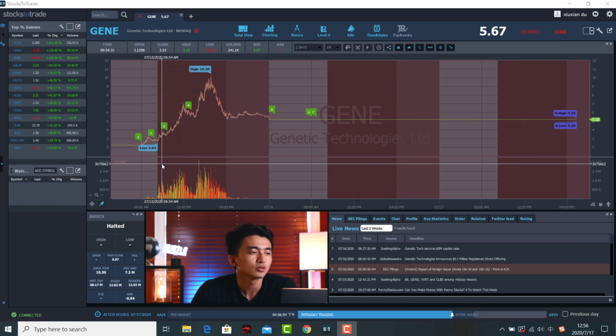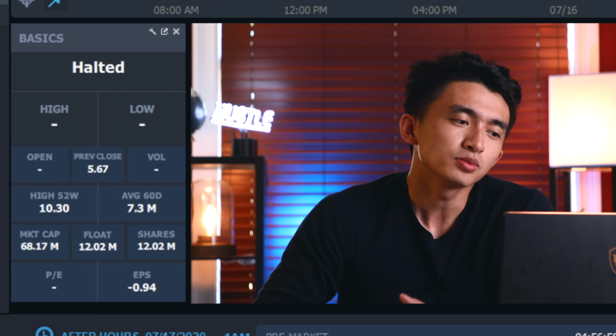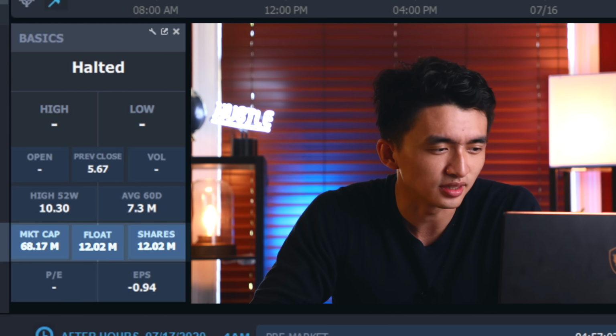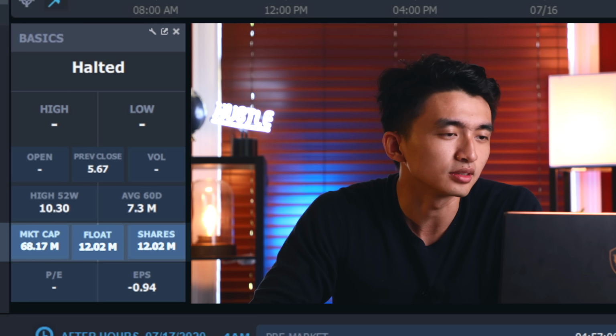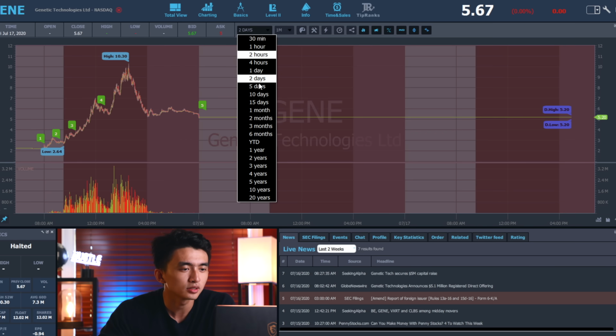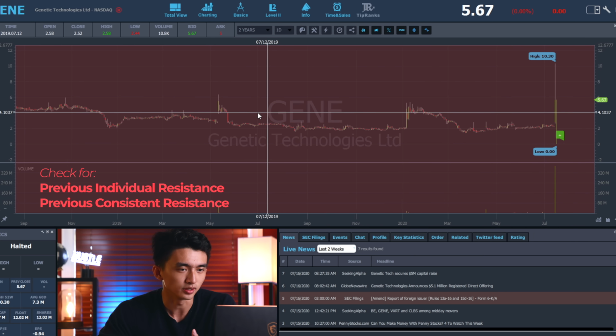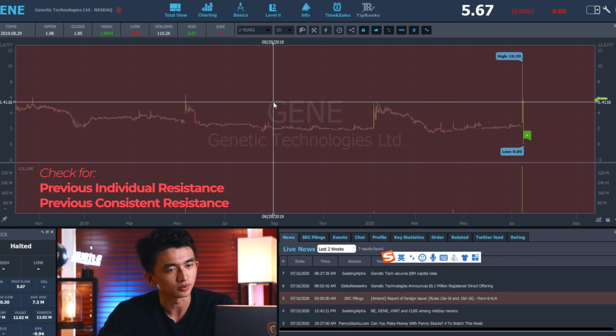Also, to help you understand what's going on in level 2 and in the short seller's mind, this is the example that I selected. It's called GNE. The float is relatively high, I think anywhere between 10 to 13 million. The market cap is under 100 million. You want to look at the historical resistance, how much volume it got, where the individual resistance is and where the consistent resistance is.